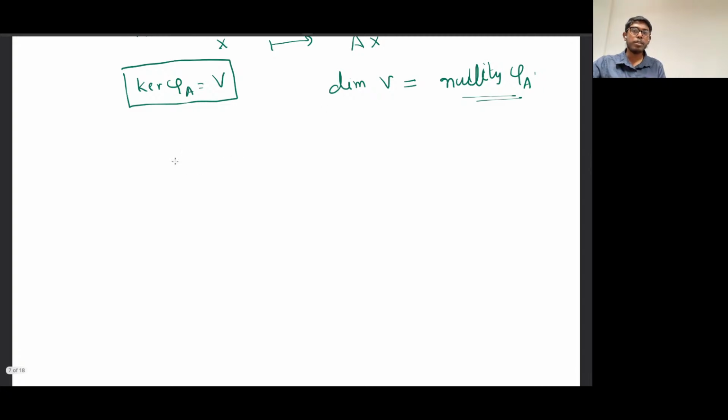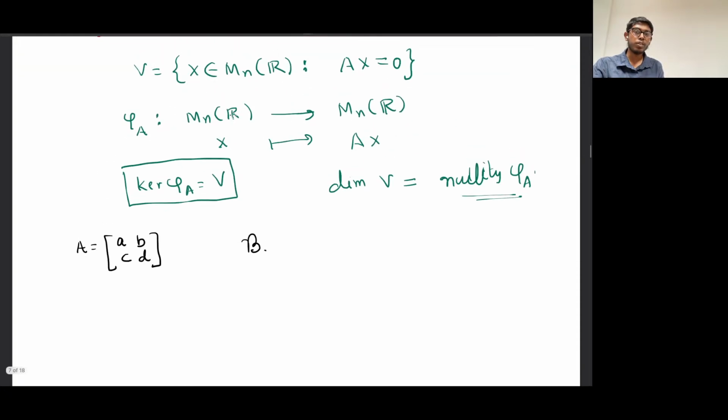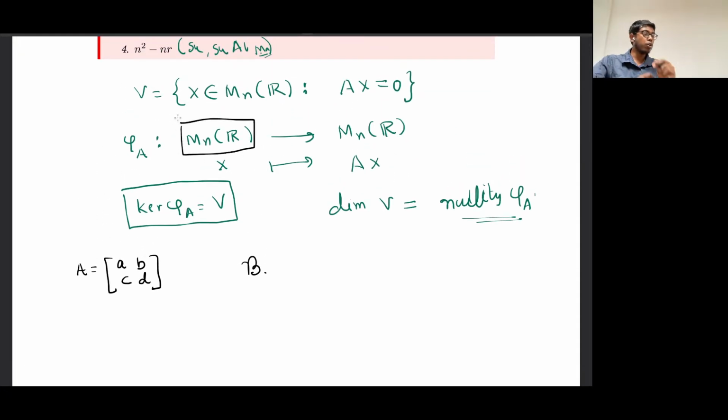So there may be many methods to solve this. How I solved it: I'll try to write down the matrix of phi A. Just for visualization, let's see, if A is equal to [A, B; C, D], let's just act on a 2 cross 2 matrix. If A is equal to this, then what will happen? In order to find the matrix of a linear transform, I have to fix a basis. So I fix an ordered basis.